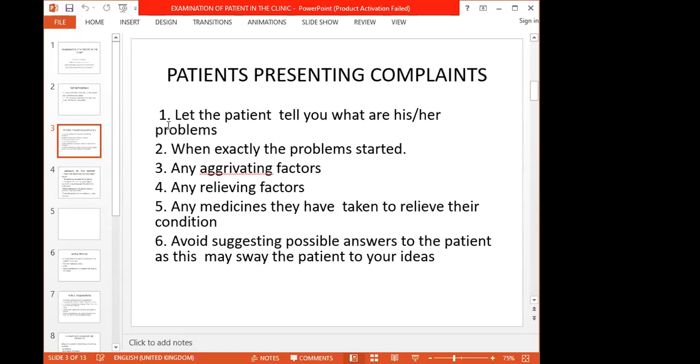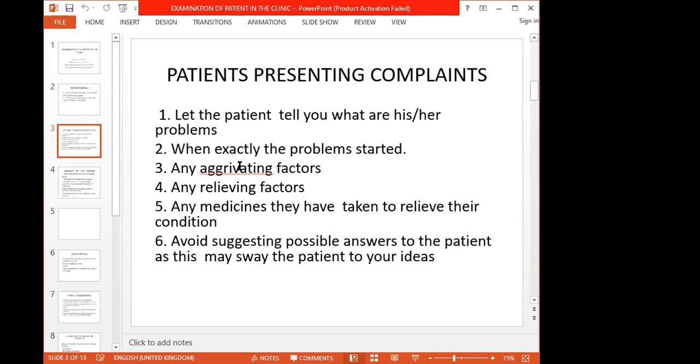Important point: let the patient tell you what his or her problems are. Don't chip in, let them say it themselves. Don't be suggestive. Let her talk on her own. Immediately you start putting in such comments, older patients, scared patients, they start agreeing with you when it's not supposed to be like that.